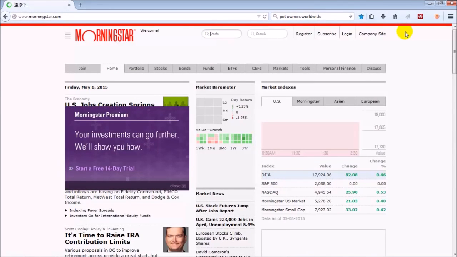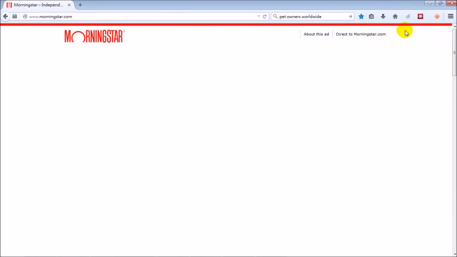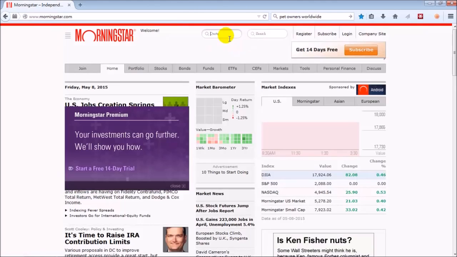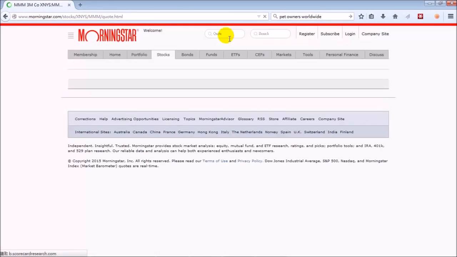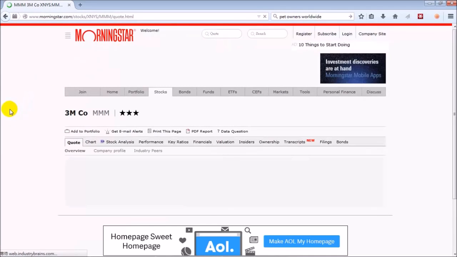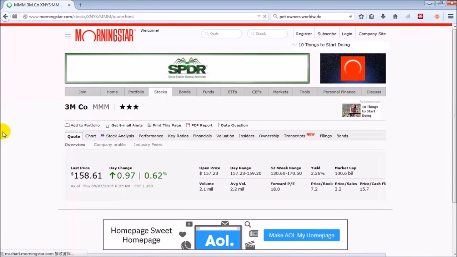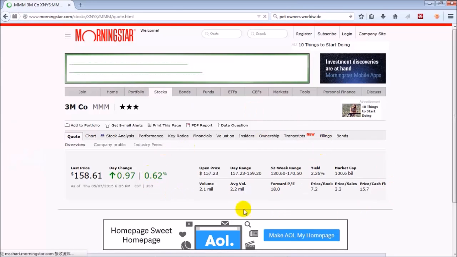You can put in whatever stock you want to. Why don't we just go ahead and put in, I don't know, oh, I guess it chose for us. What's going on? It's an ad. Okay, great. All right, so we're going to put in MMM, 3M company. They make those sticky notes. It takes a while to load, but you're going to see probably an overload of details about this company. First of all is the quote and the overview that gives you all of these numbers.